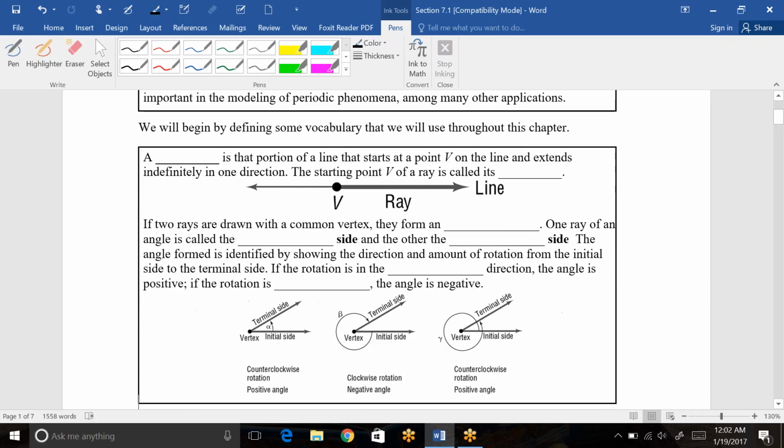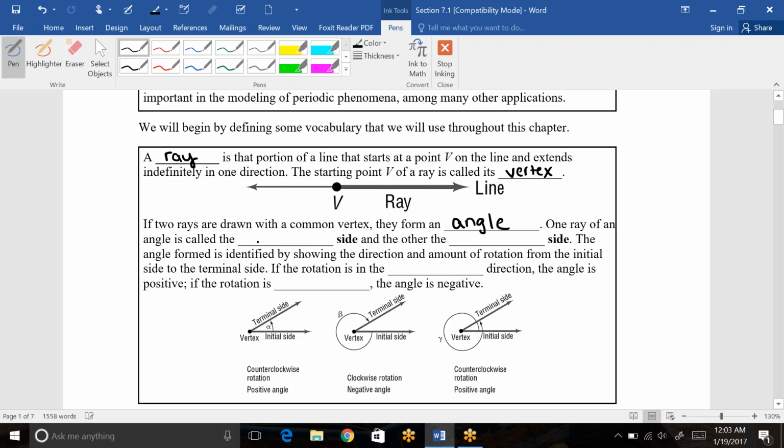So we're going to start with some basic geometry vocabulary. First of all, we're going to talk about how do you even get an angle? To get an angle, you have to start with something called a ray. A ray is a portion of a line that starts at a point V. So here's a point, and it extends indefinitely in one direction. Notice this one is going to the right forever. It's being shaded dark. That point V where this starts is called the vertex of the ray. If you put two rays together at a common vertex, they will form an angle.